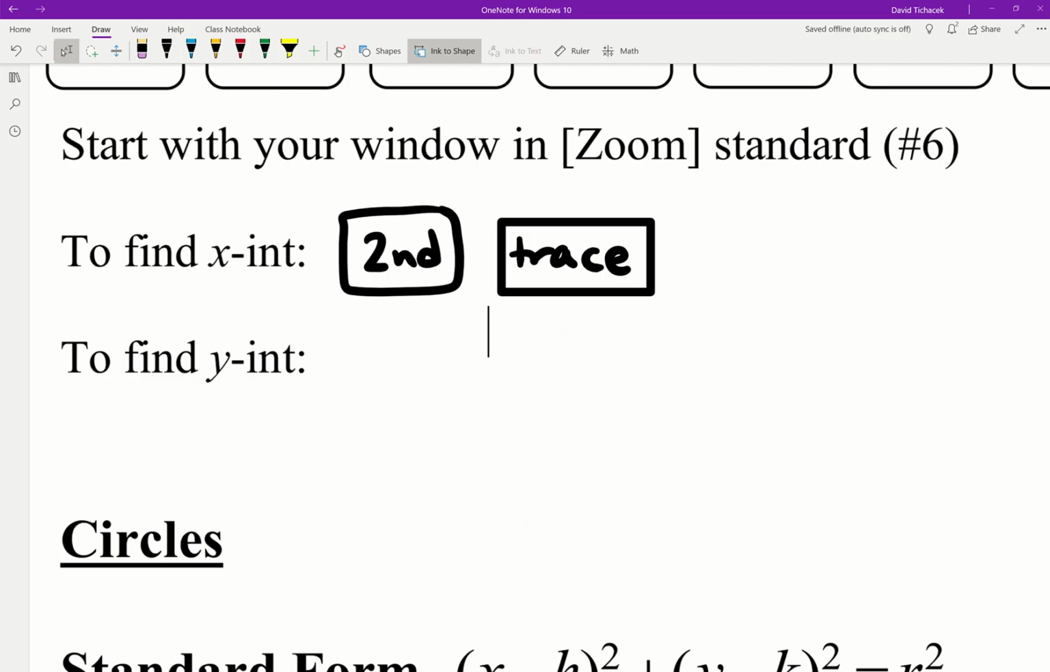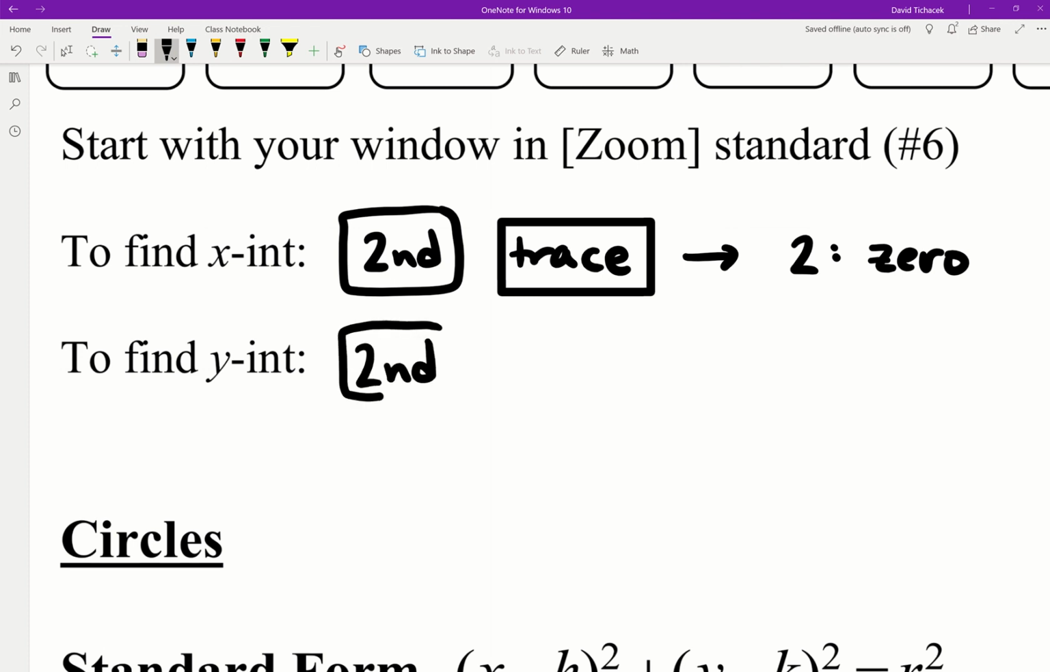So just kind of going back to the notes real quick, what we want to do is press second trace, and then we want that second option, which says 0. And then we're going to go ahead and do that process of going to the left and to the right of our x-intercept and then creating that strip around it, pressing enter, and it's going to give us that automatically.